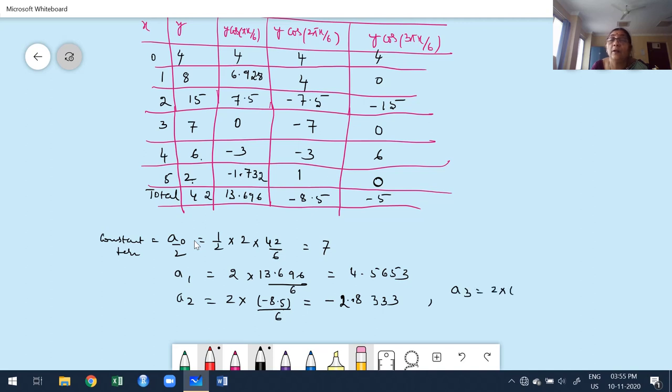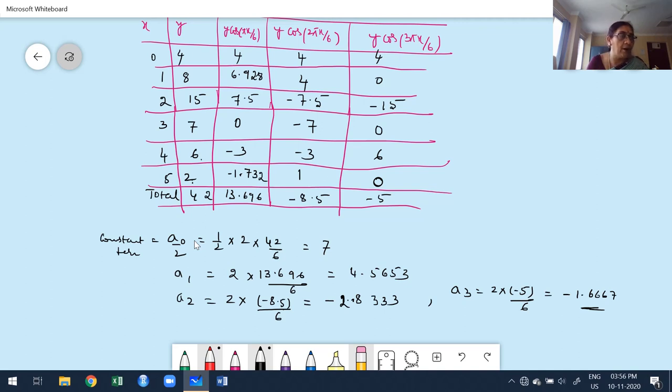2 into minus 5 divided by 6. Simplify that, we get minus 1.6667. This is a way to find out the first three terms of the Fourier constant term and Fourier cosine series. Fourier cosine or sine series in dimension means half-range sine series, maybe half-range cosine series.